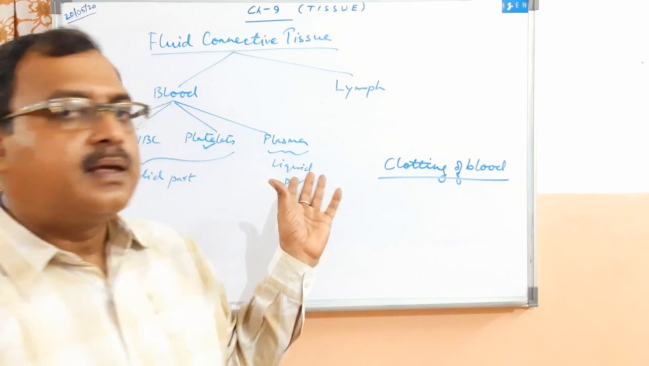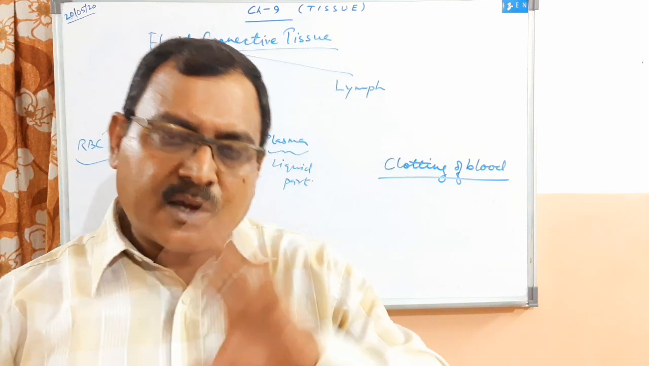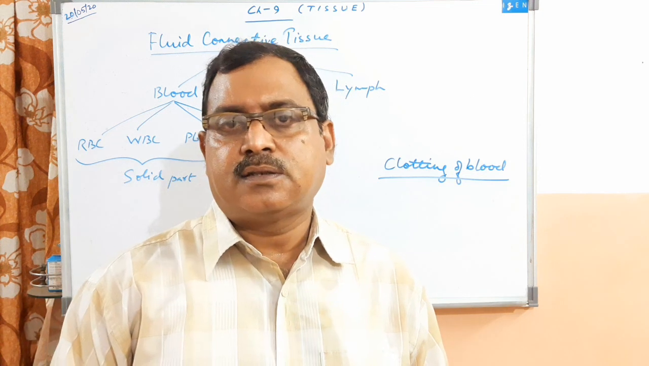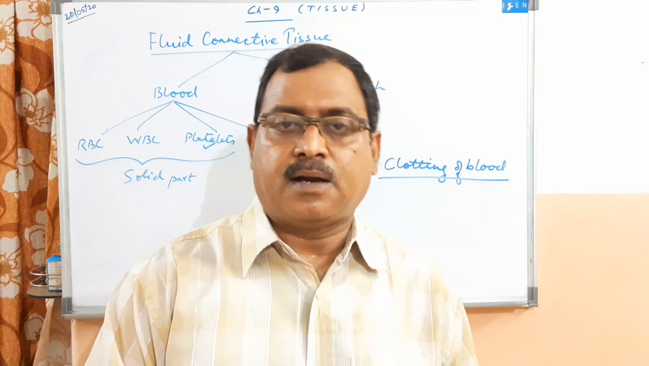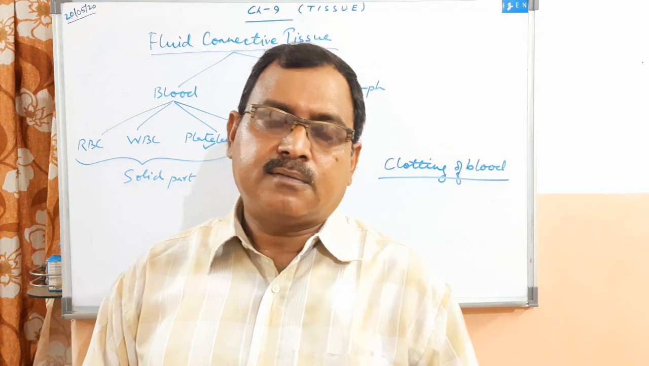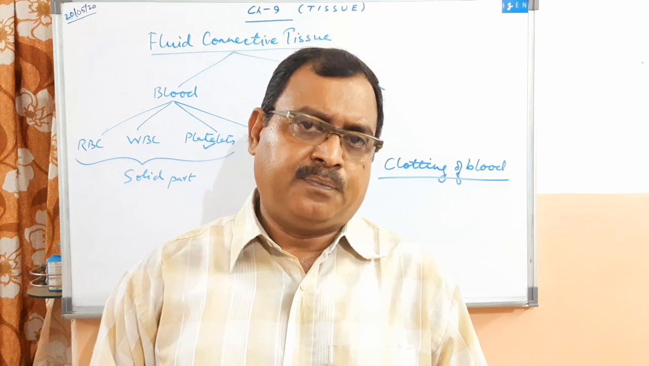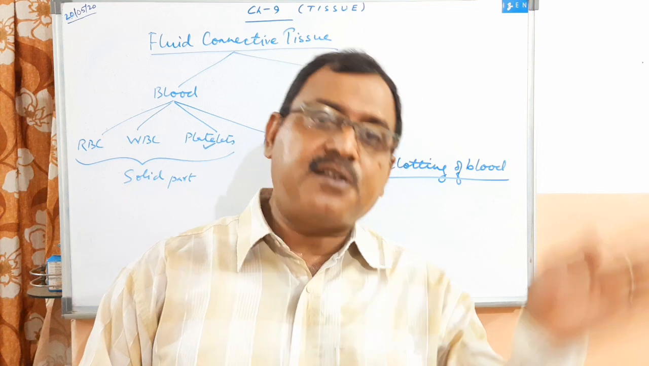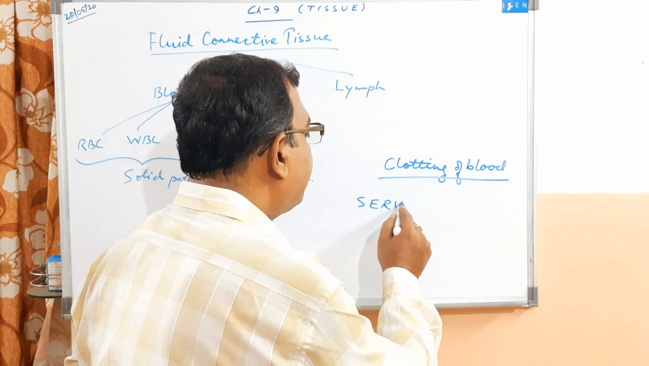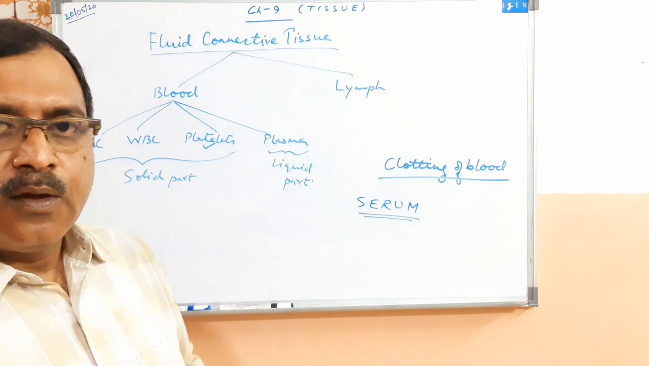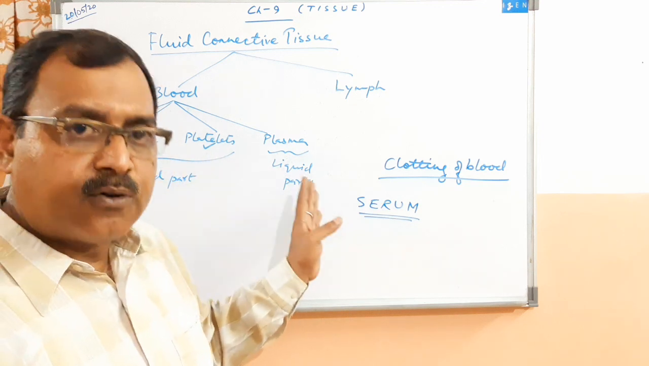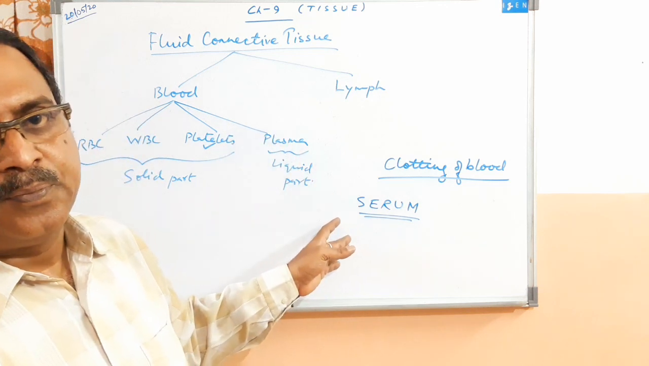Next is plasma. Plasma contains the liquid, it contains all the proteins, various dissolved gases, water, various hormones, excretory substances, everything is present in plasma. Now, if from blood all the RBCs are removed, then plasma is there. Now, from the plasma, one protein is there, fibrinogen. If that fibrinogen protein is removed from plasma, then whatever is left is called serum. Right? So, blood minus the corpuscles minus fibrinogen is called serum. Clear, children?